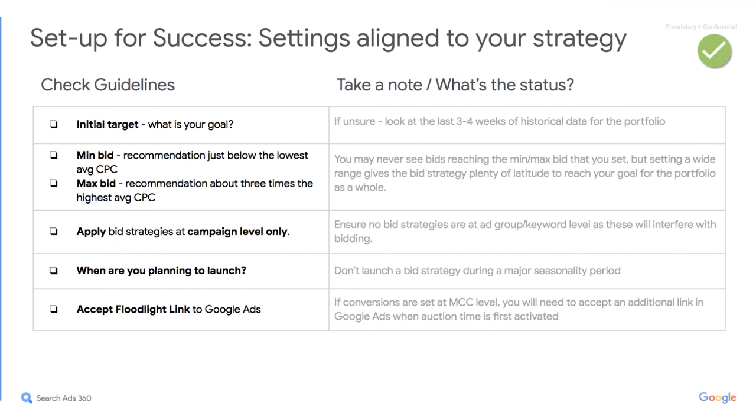And the last thing is that you need to acknowledge the data sharing between Floodlight sent to Google Ads. So if your conversions are set at MCC level, you need to go to Google Ads and accept and acknowledge that you are okay with the data sharing.